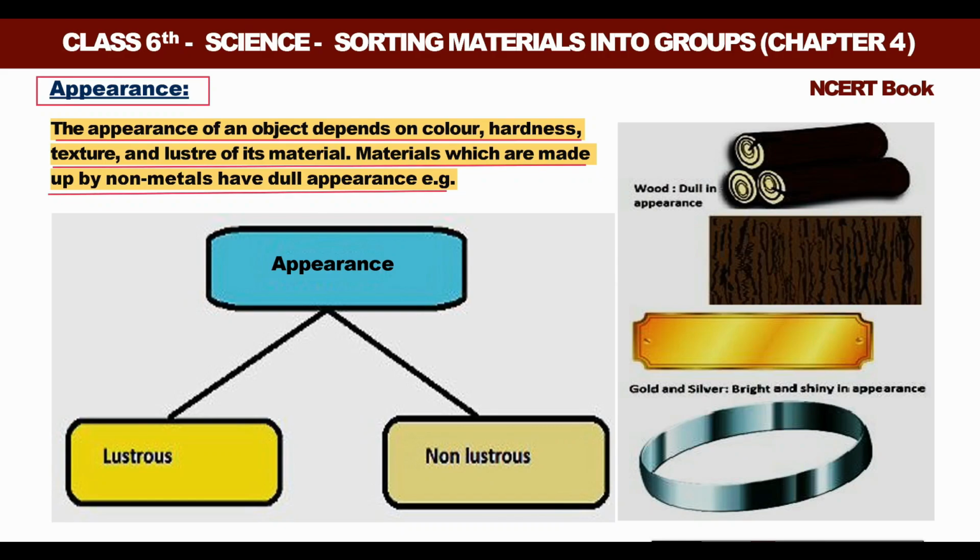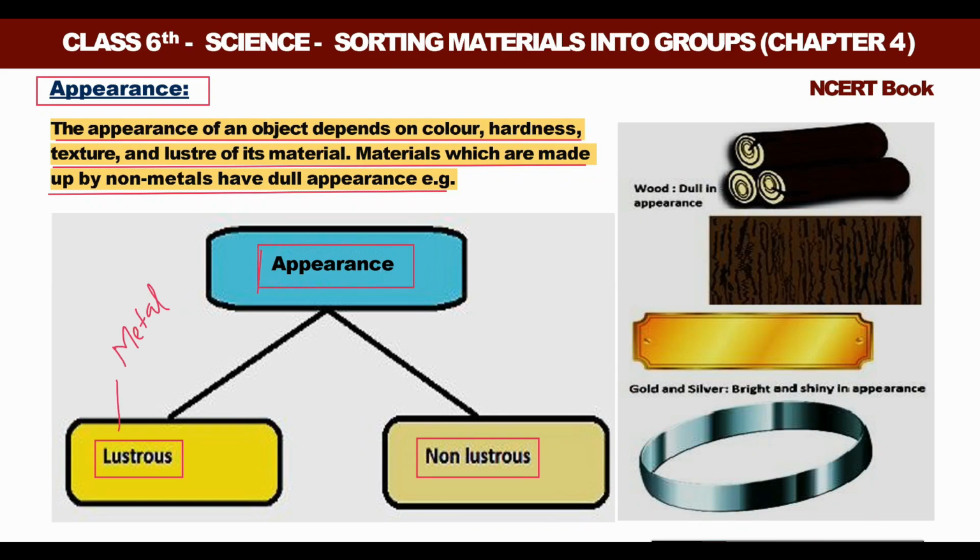So the appearance of a material can be lustrous or non-lustrous, and you can also see appearance on the basis of color and texture. Especially, appearance is mostly decided on the basis of the lustrous and non-lustrous property, and we can say that lustrous materials are mostly metal.